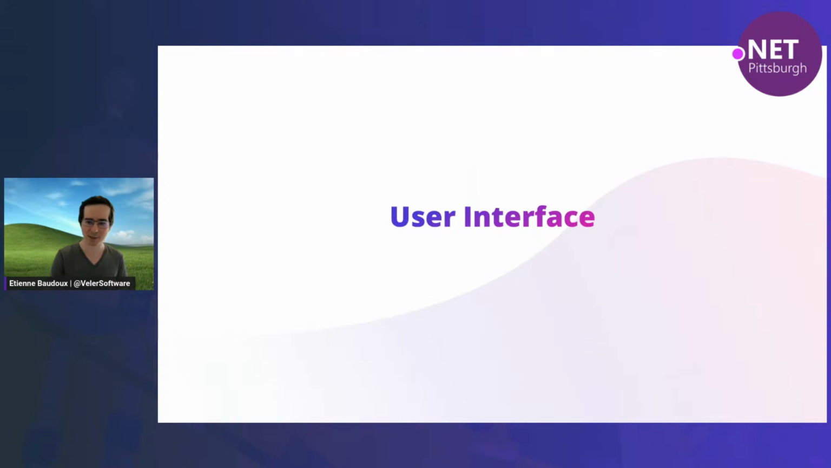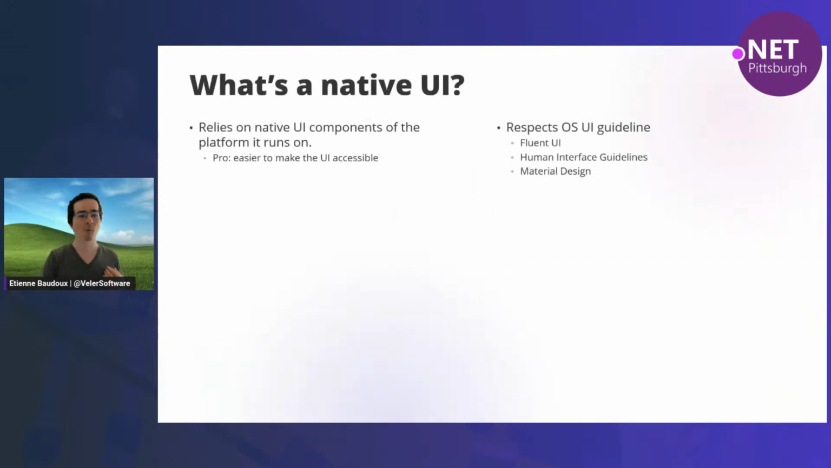So that was relatively easy for the business logic. Now let's look at the UI, and this one is a little bit more subtle. What makes a UI native? In my opinion, there are two things for this. The first one is that the UI should rely on native UI components of the operating system on which it runs.